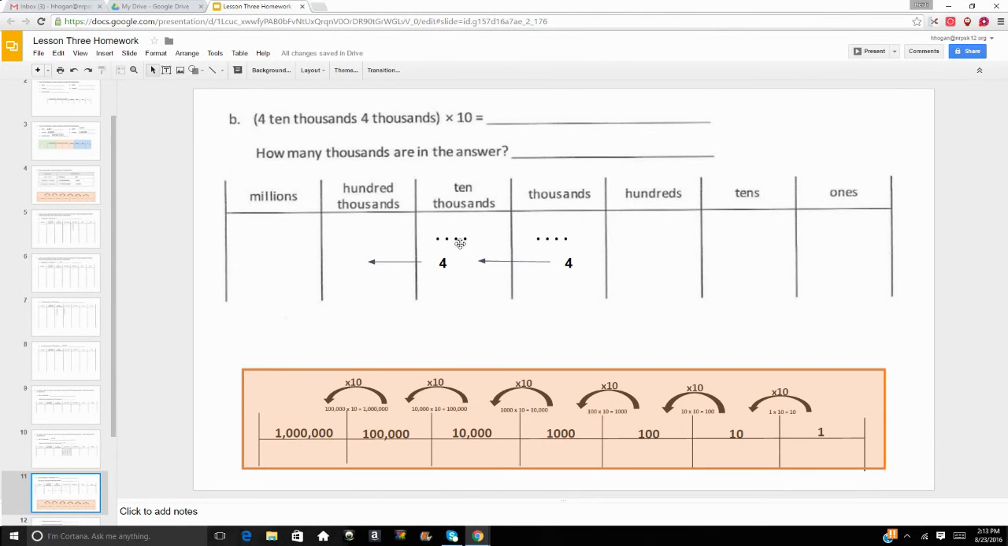4 10,000s, 4,000s times 10. Well, 1,000 times 10 is 10,000. 10,000 times 10 is 100,000, which would give us 440,000.